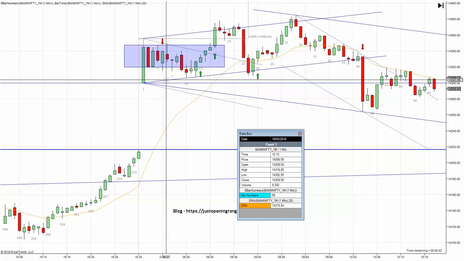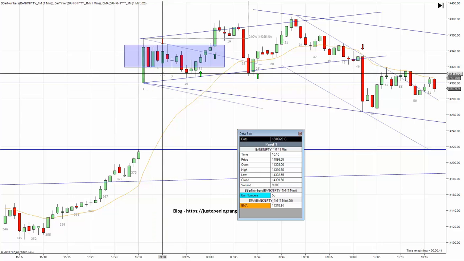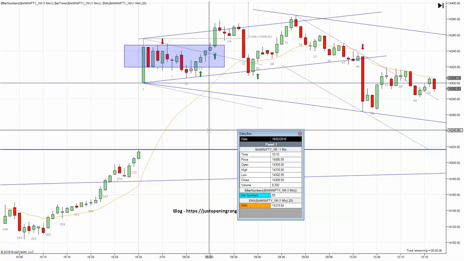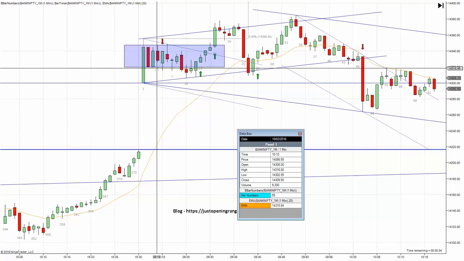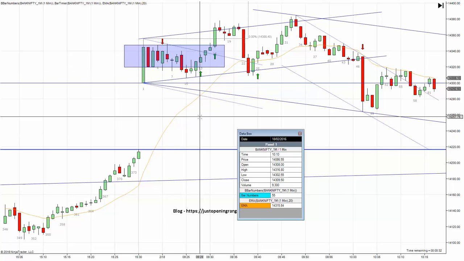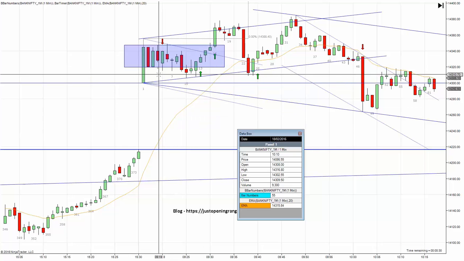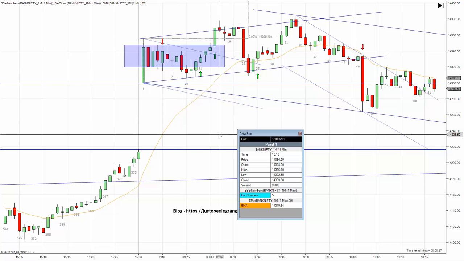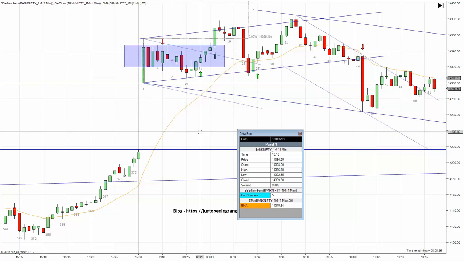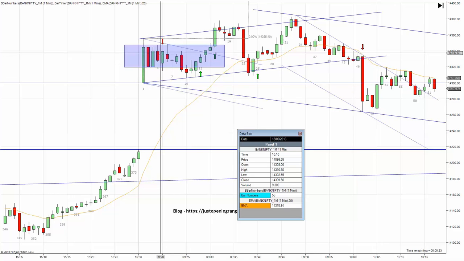But that did not turn out that way. That's okay. It basically was a losing trade. You have a loss of minus 10 points. This is a risk of 10 points, and I was looking at a 40 points target. So you lost on this trade. Okay, that's fine. You move on.